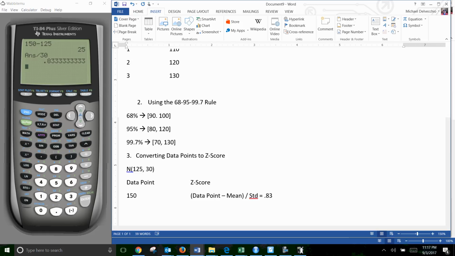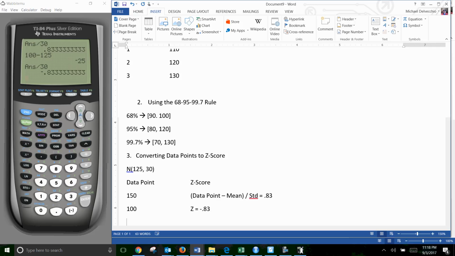Okay, for our next data point, let's say we had 100. Well, here we're going to take 100 and we're going to subtract 125 and divide that by 30. All right. So we get z equals negative 0.83. So notice that this 100 is less than the average, so we have a negative z-score.